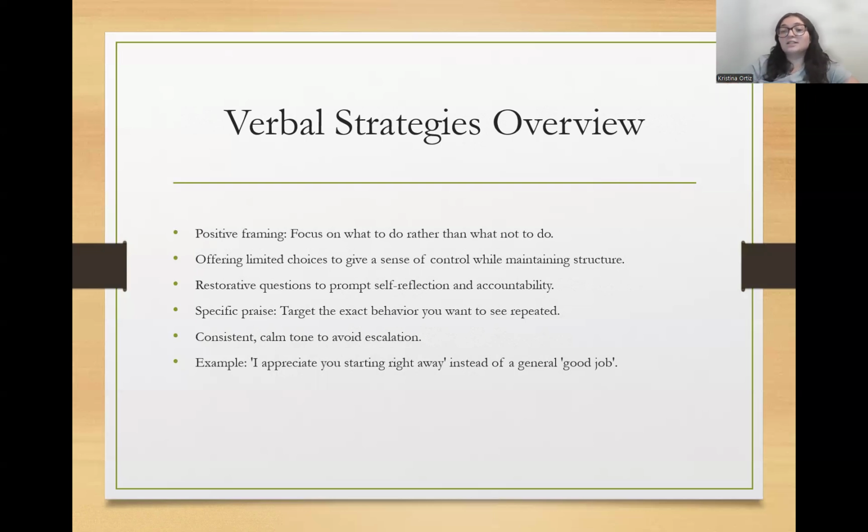Specific praise. Target the exact behavior you want to see repeated. Consistent, calm tone to avoid escalation. Example, "I appreciate you starting right away" instead of a general "good job." So if you see this person who was always off task before, would always lollygag to get his work done, you don't just go over and say good job. You say thank you for starting your work right away, so they know exactly what they did right.